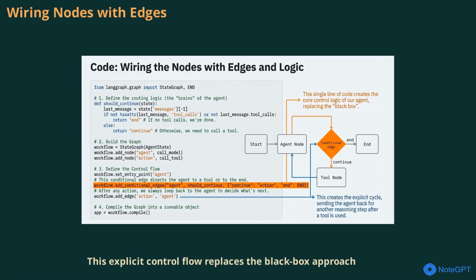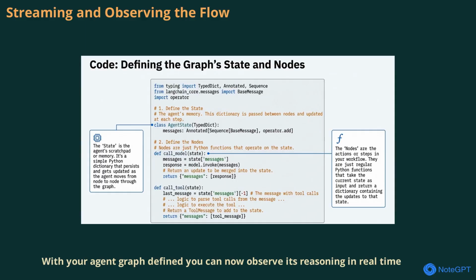This explicit control flow replaces the black box approach, giving you full visibility into your agent's logic. With your agent graph defined, you can now observe its reasoning in real time. By streaming the output of each node as it executes, you gain step-by-step visibility into the agent's decision-making process. This transparency is invaluable for debugging and refining your workflow, ensuring that each action is both intentional and traceable.